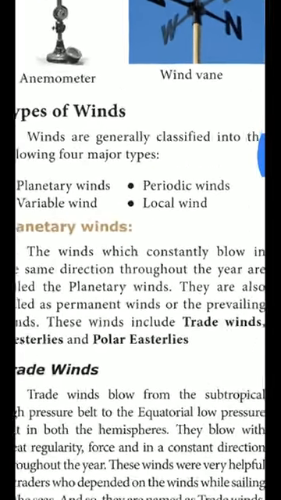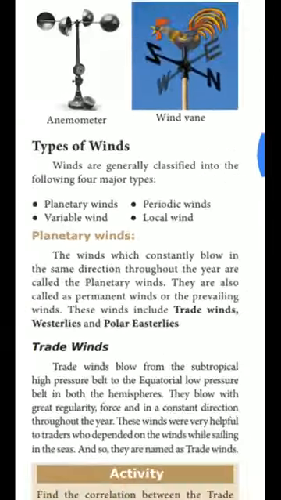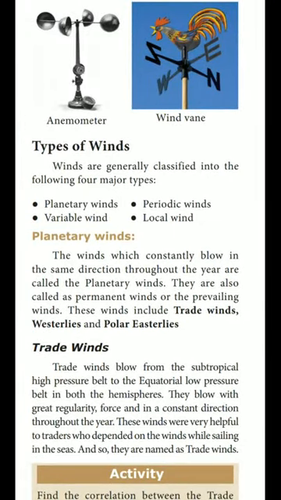First one is the planetary wind. What do you know about this planet? Planetary, that means planet, isn't it? How many planets are there? There are 8 planets, isn't it? So the winds which constantly blow in the same direction throughout the year are called the planetary winds. So, do you know what is the another name for this planetary wind? Students, listen, it is also called as permanent wind or the prevailing wind.